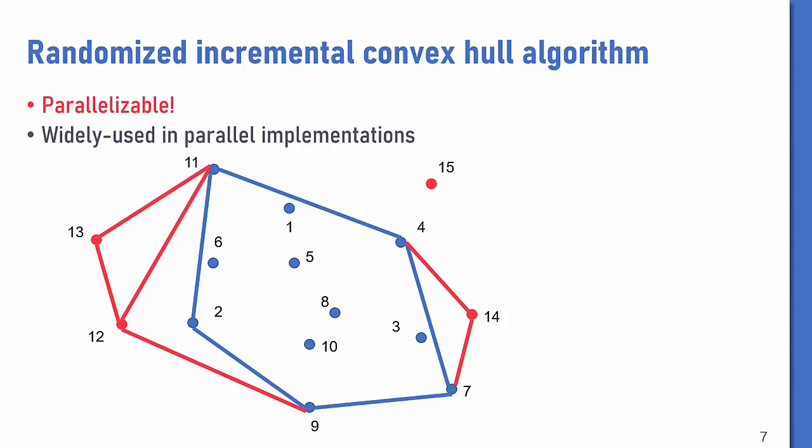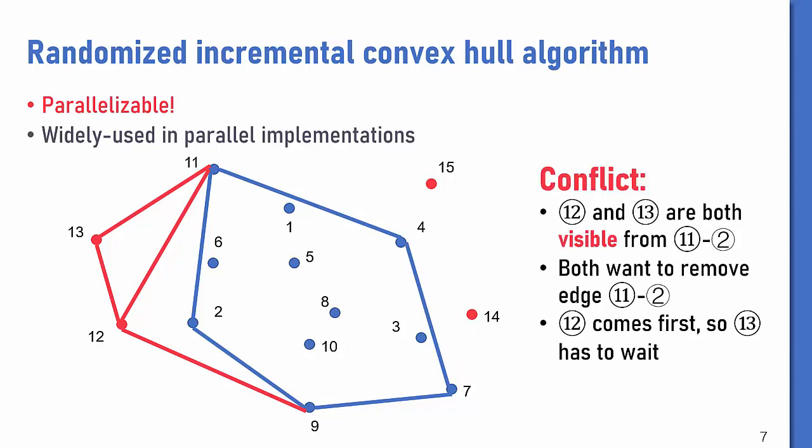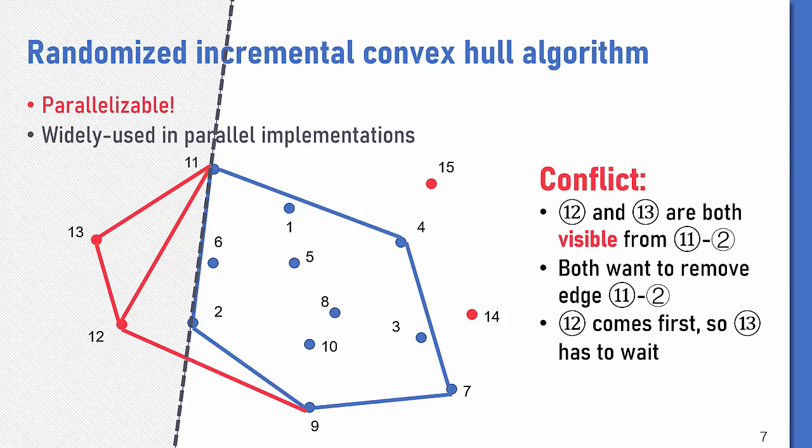So why do 13 and 12 conflict with each other? The reason is that both of them are outside the edge 11, 2. We call them visible from the edge 11, 2. If a point P is visible from an edge E, then adding P will cause E to be removed. For example, 12 is visible from both 11, 2 and also 2, 9, so adding 12 will cause these 2 edges to be removed. So both 12 and 13 want to remove 11, 2. 12 should come first, so 12 wins and 13 waits.